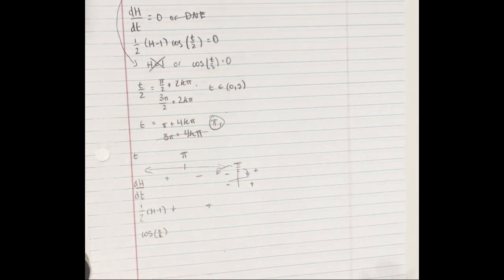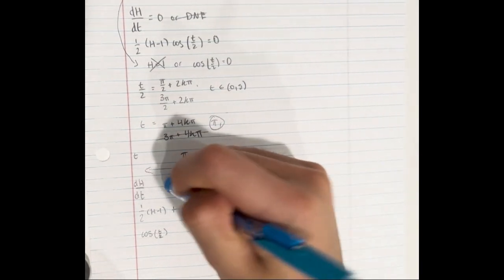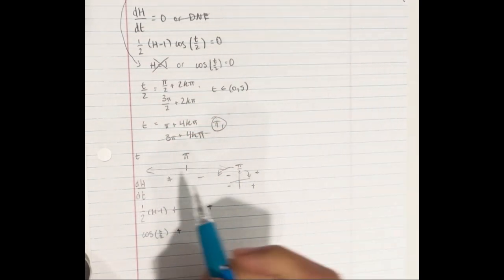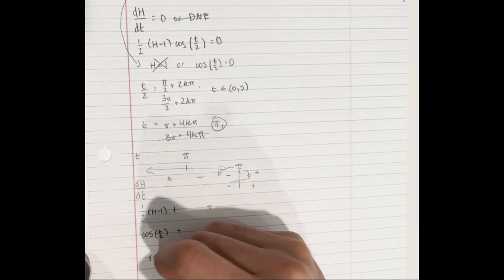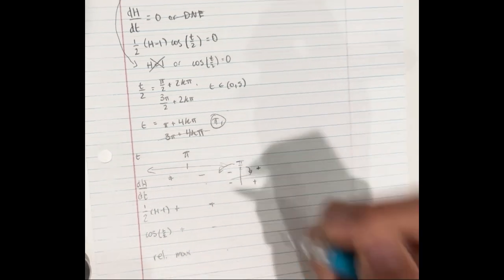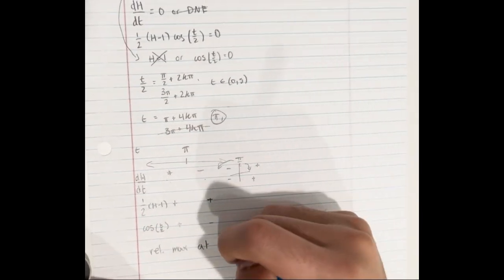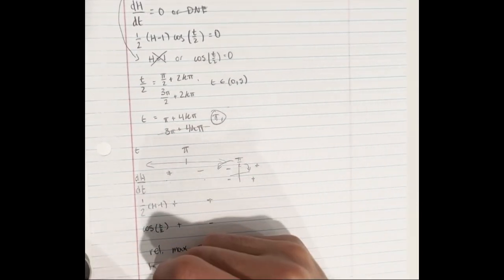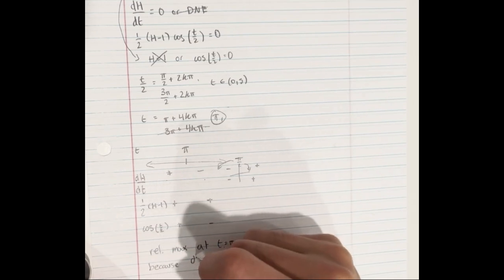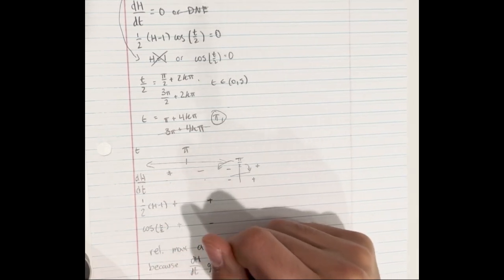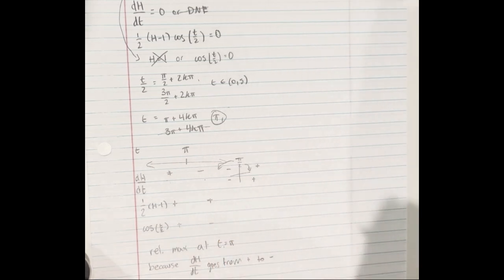So there's a relative maximum because the derivative goes from positive to negative. All right.